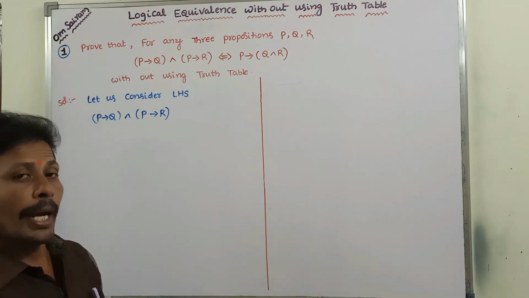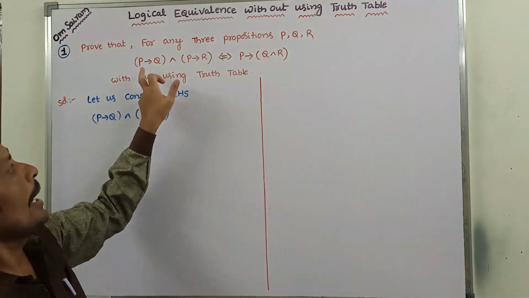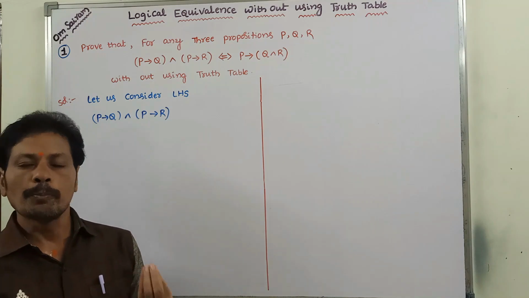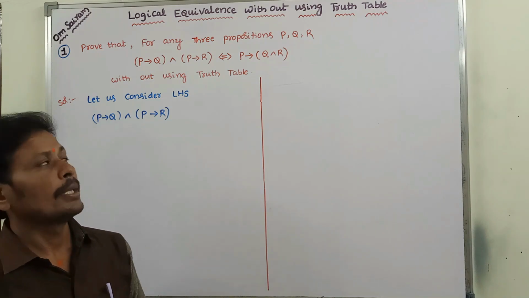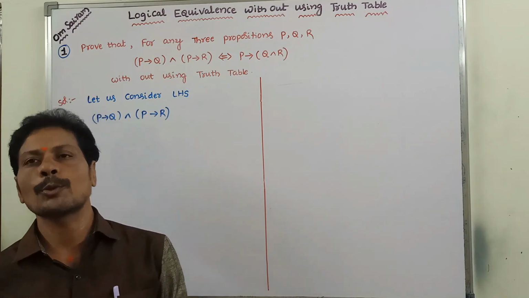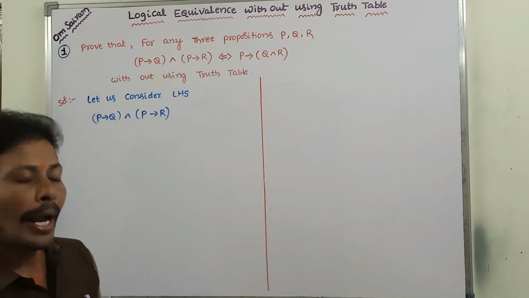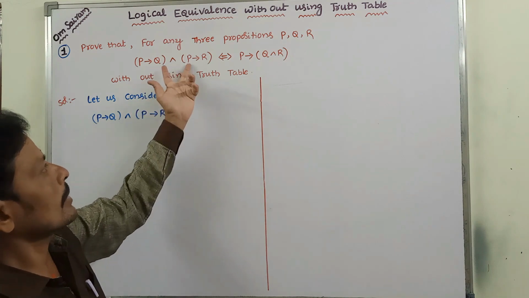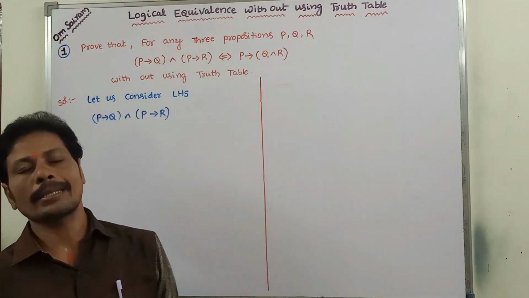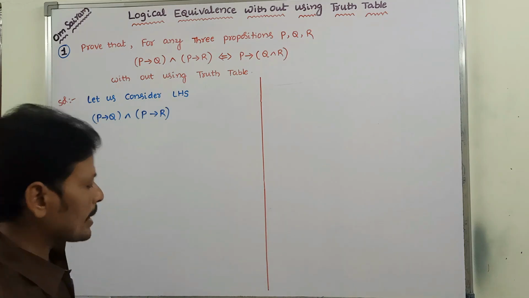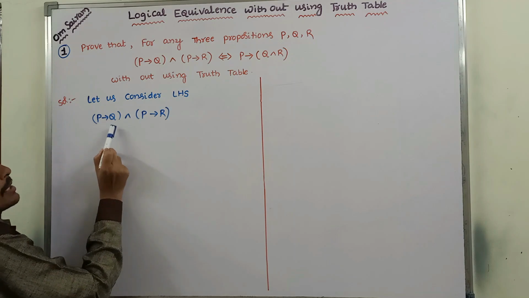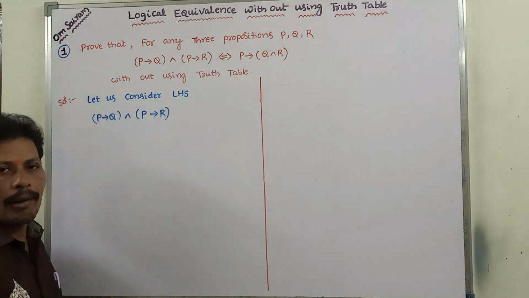First I take the LHS part, then we have to prove the RHS part. Next we take the RHS part, then we have to show the LHS part. Hence we can say that this compound proposition is logically equivalent to that compound proposition. First I am taking the LHS part: (P → Q) ∧ (P → R).